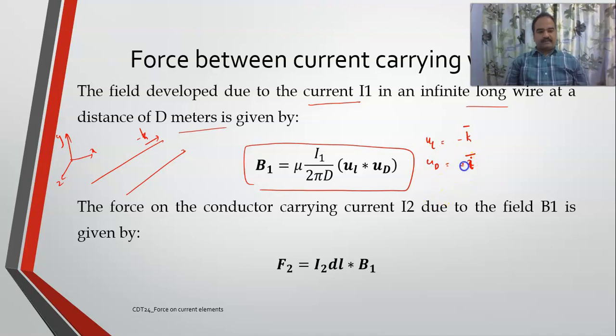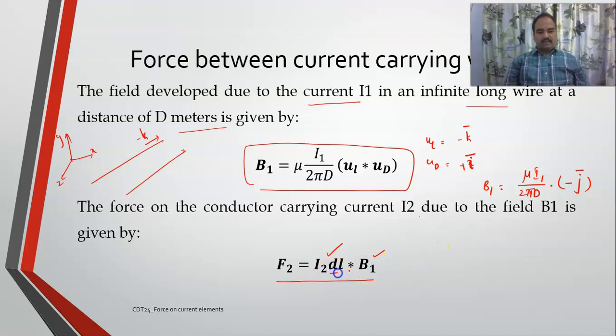Okay, the force on the current carrying conductor I2 due to the field B1 is given by the equation which we have already done, F is equal to I dL cross B. Now I am calculating the force on this element due to this element. See, what is B1 already? B1 is equal to mu I1 by 2 pi d into minus k cross I bar, so it will be minus j bar.